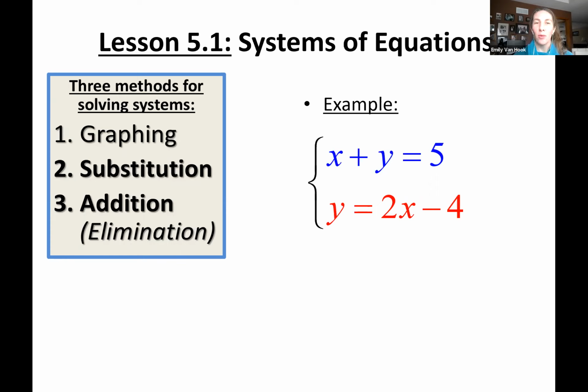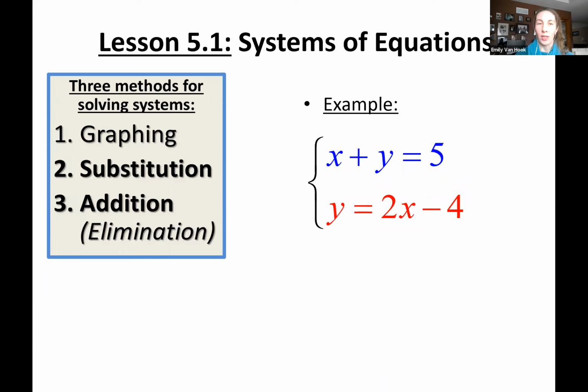So lesson 5.1, systems of equations. There's 3 methods for solving systems of equations. First of all, a system of equations is when you have more than one equation. As we're looking at the screen here, you can see 2 equations and there's 2 variables. That's what we're going to focus on in this section.